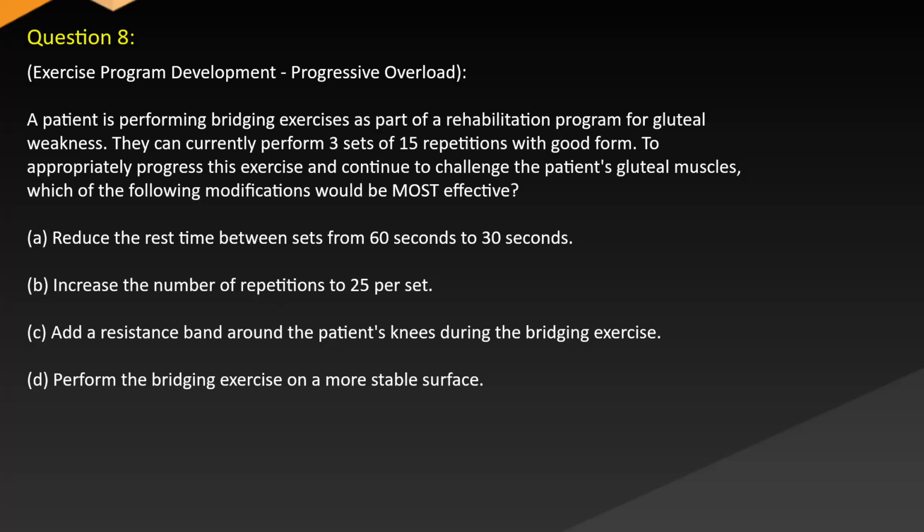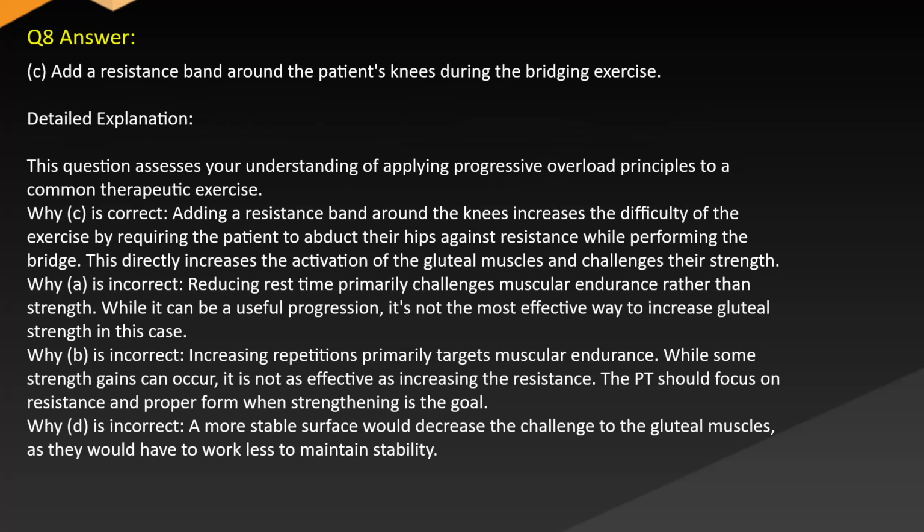B. Increase the number of repetitions to 25 per set. C. Add a resistance band around the patient's knees during the bridging exercise. D. Perform the bridging exercise on a more stable surface. Answer: C. Add a resistance band around the patient's knees during the bridging exercise. Detailed explanation. This question assesses your understanding of applying progressive overload principles to a common therapeutic exercise.